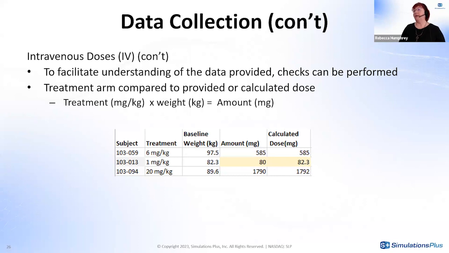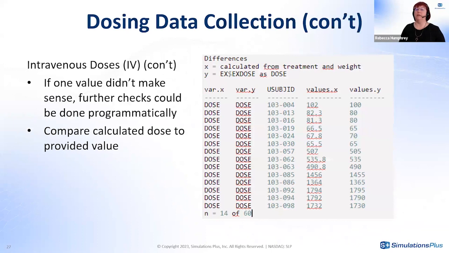So with the discussion with the analyst, you might want to explore your data a little bit further and see how widespread this issue may be. So by programmatically calculating the dose from treatment and weight and comparing it to the dose in EX dose, you can see that there were only 14 of 60 recorded doses that did not match. Under the guidance of the analyst, if you wanted to explore this further, you could look at differences, but this would definitely be discussed and a solution would be reached and documented and implemented.